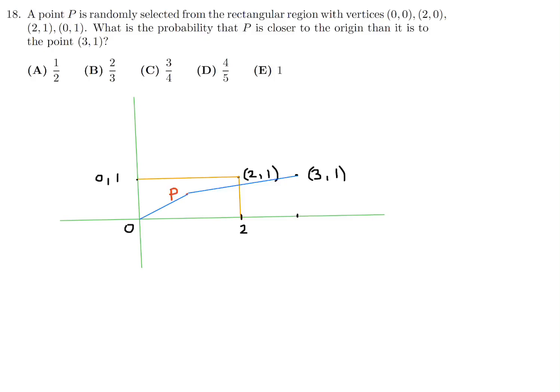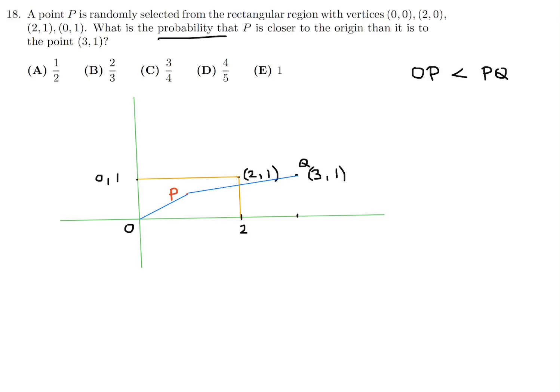All right, let's label point 3, 1 as Q. So they basically are saying, find the probability that OP, which is the distance from P to O, the origin, is less than PQ. What is the probability that P is closer to the origin than it is to point 3, 1? Okay? So I hope you understand the basic premise of the question, what it is that they're asking.